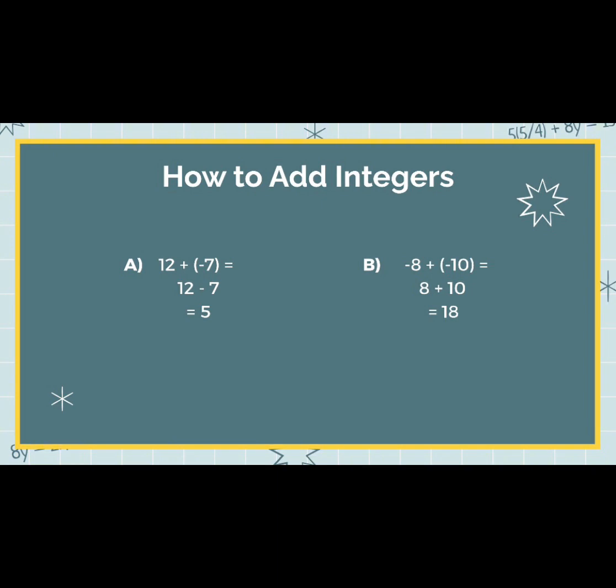Final answer, negative 18. So we can think that we are starting at a negative 8, and we are adding a negative 10. So that means we are decreasing in value by 10. That leaves us at negative 18. That's how we add integers. Let's move on to subtracting integers.